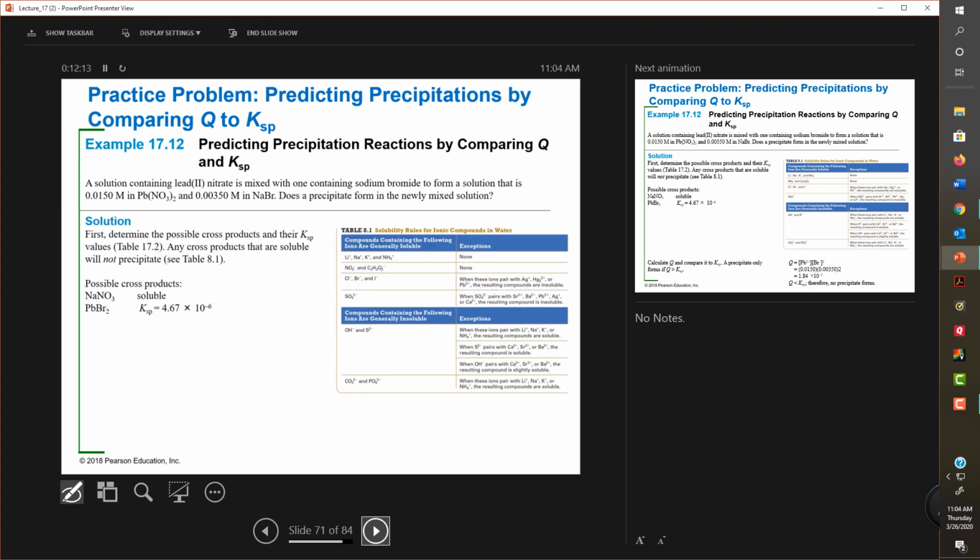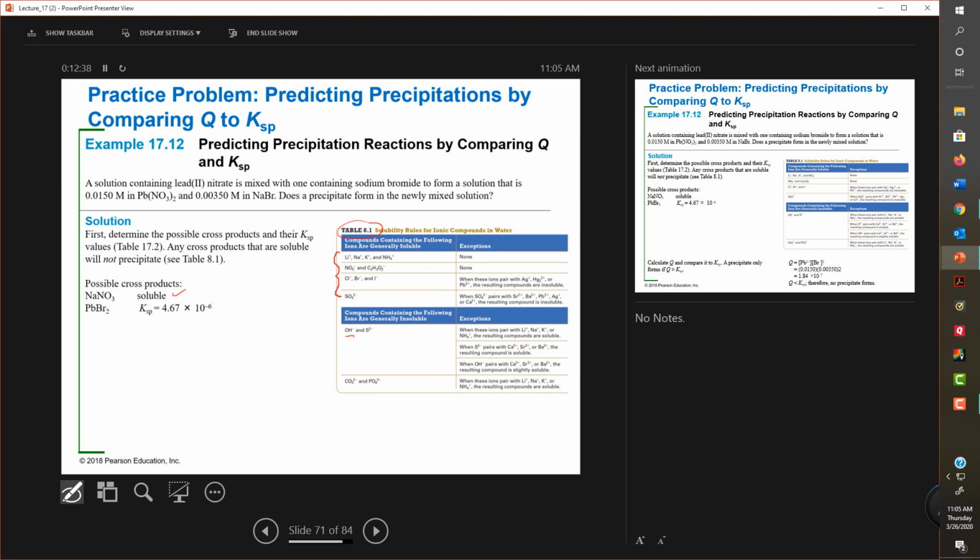So here's what you got to know. You know that sodium nitrate is soluble in water. Here's the solubility rules. This is in Chapter 8. You need to memorize that. I can't stress that enough. You've got to memorize the solubility rules. Especially, I just memorize this part, and then I assume everything else is insoluble.